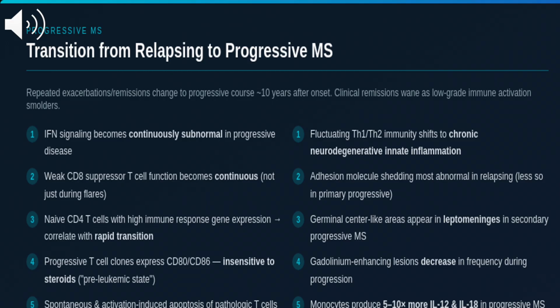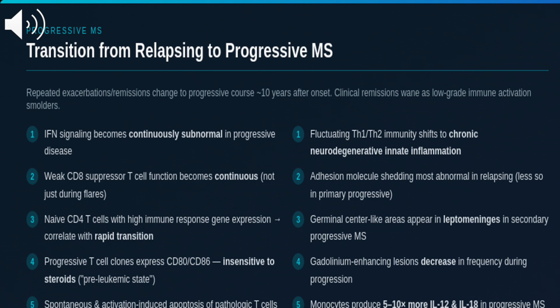But why does this transition happen? There are at least 10 distinct biological mechanisms that may drive or reflect this transition, and they interact in complex ways. IFN signaling tells a story of progressive failure, near normal in stable RRMS, subnormal during exacerbations, and continuously subnormal in progressive disease. The interferon system never fully recovers its normal tone.